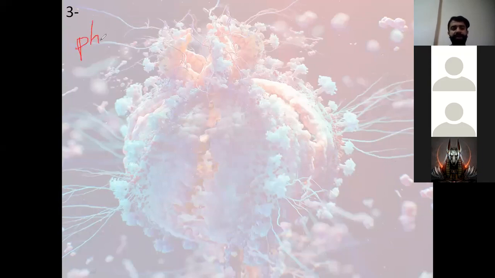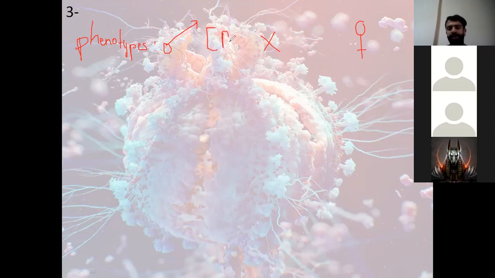Phenotype of the parents. Here we're talking about blood group. So we have male crossed with female. Male has blood group A. You can put it between these parentheses, blood group A, and female has blood group B. So here between parentheses, blood group B. Then we move to the genotype.